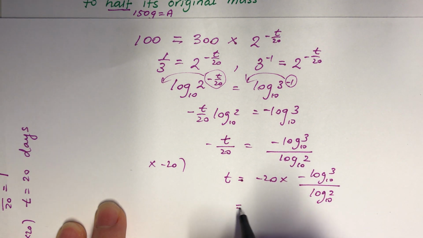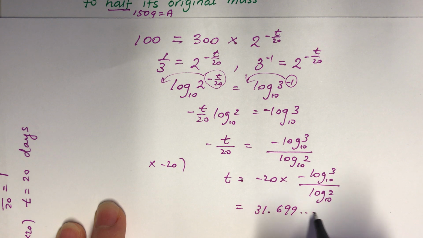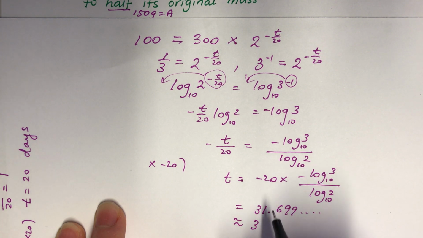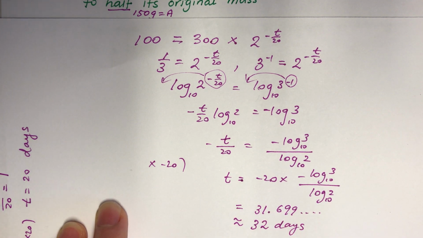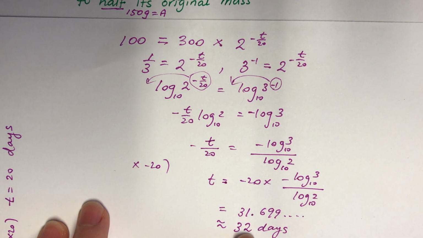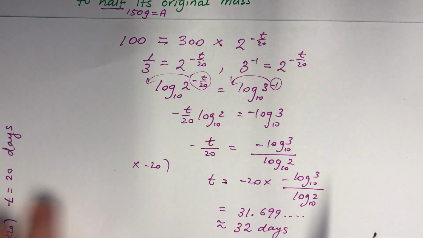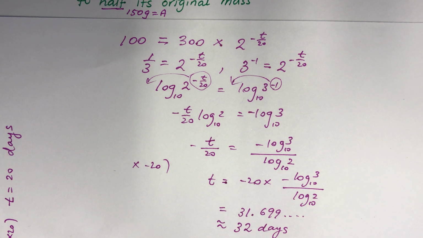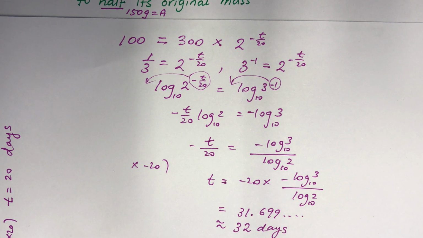Now put that in your calculator. You will get 31.699... Therefore I'll get, well, roughly 32 days to get to the 100 grams. Of course, you need to check with the calculator, put 32 days here, and then see if you can get 100 grams. It might be a little bit less than 100 grams, but that's okay. All right, so that's done.